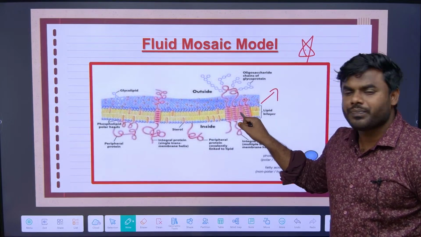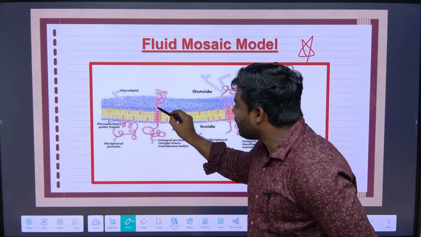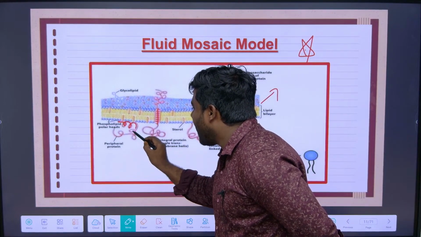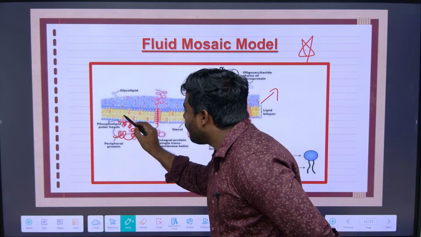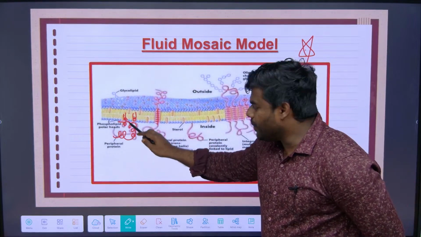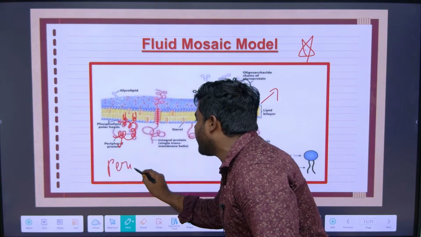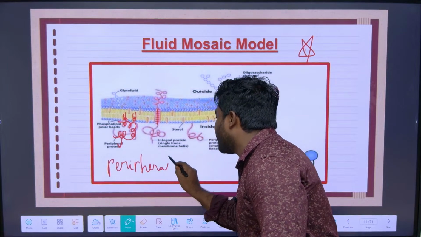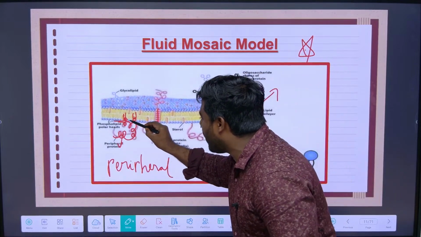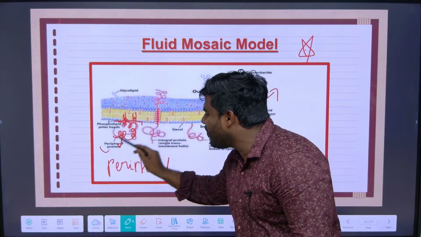It contains a lipid bilayer. On the lipid bilayer, what are embedded? Can you see that? A lot of proteins are embedded. Can you see here? This is a type of protein attached to the hydrophilic head of the lipid. This is called the hydrophilic head. To the head of the lipid, these proteins are attached. These kinds of proteins, what do we generally call them? Peripheral proteins. Why do we use the word peripheral proteins? Because they are embedded on the periphery or end region of the plasma membrane. That's why we call them peripheral proteins.